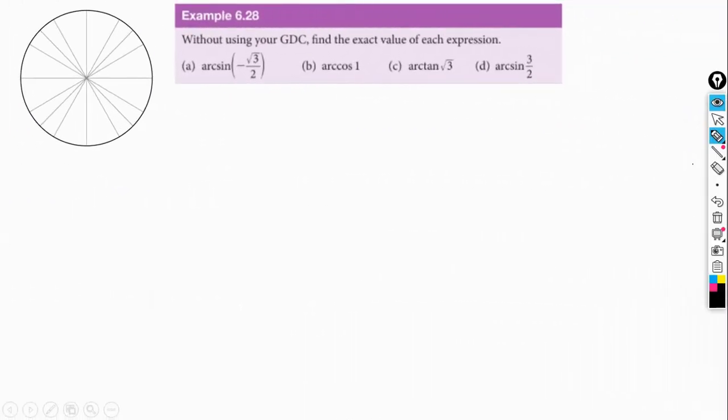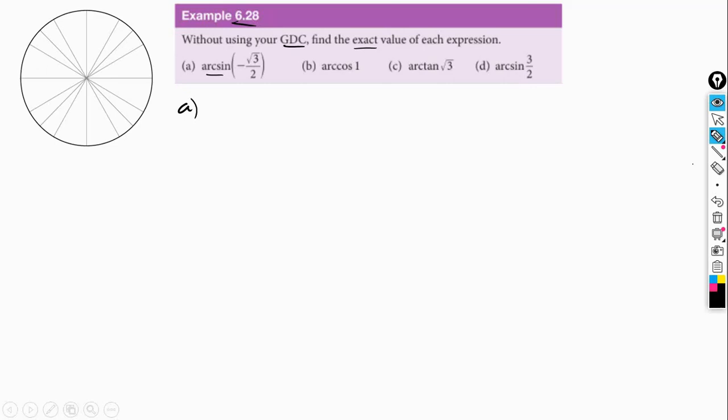So now let's do example 6.28, and it says, without using your GDC, find the exact value of each expression. Part A, arc sine of minus square root of 3 over 2. So how do we approach this?